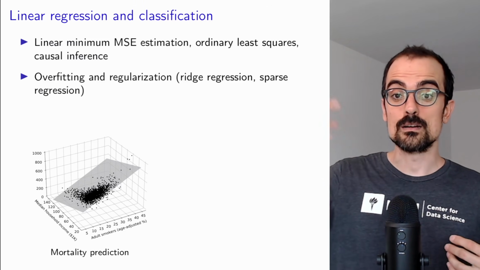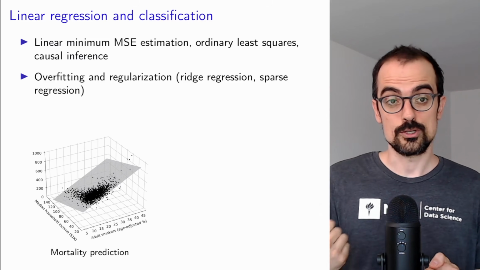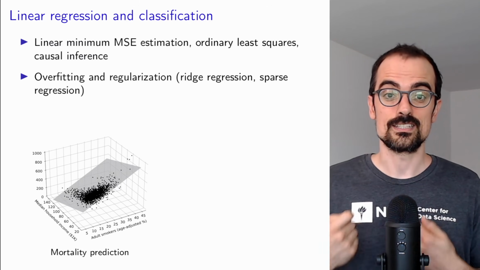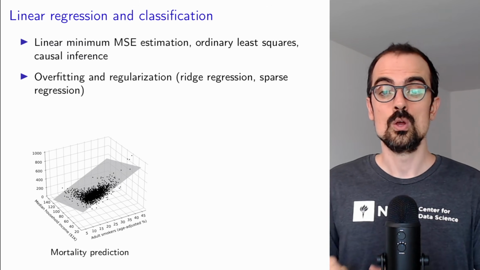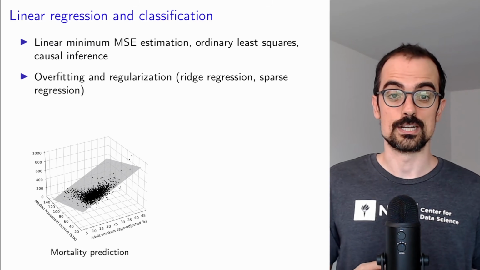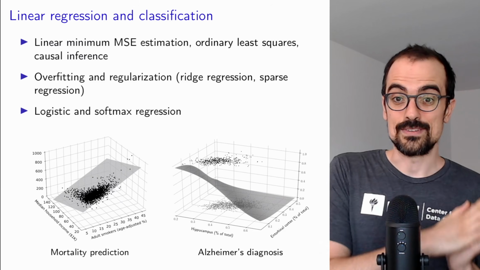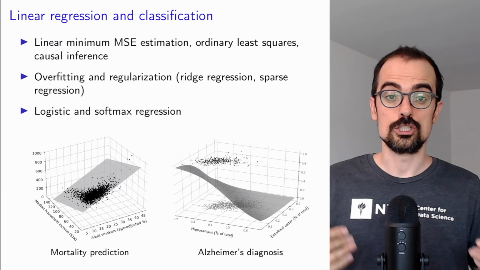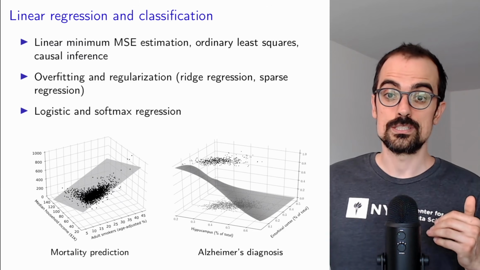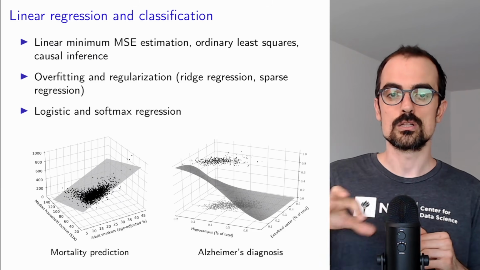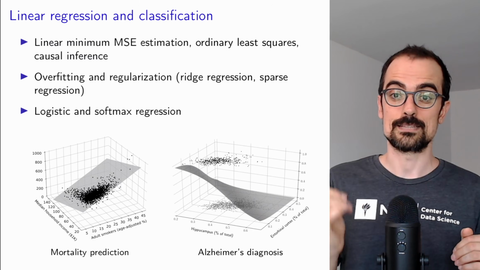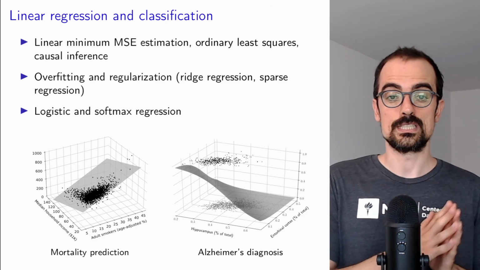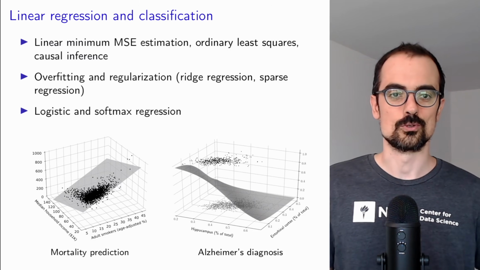If you have a lot of variables and you fit a linear model, you will probably run into overfitting, which can be addressed using regularization techniques such as ridge regression or the lasso, which enables you to perform sparse regression. If you want to solve a classification problem instead of a regression problem, you can apply logistic and softmax regression, which feed linear models of the data into link functions that map them to probabilities. There you can see an example of logistic regression applied to Alzheimer's diagnosis.